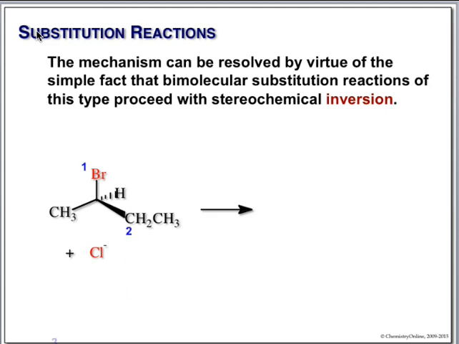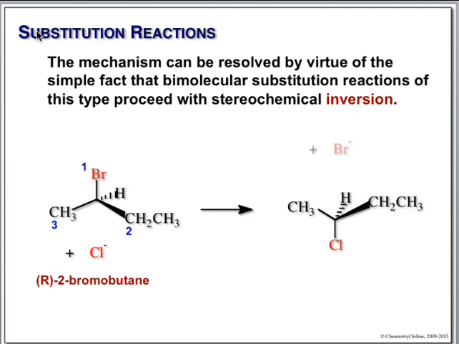If we do our priorities, bromine is going to be highest priority, then the ethyl group, then the methyl, and I have conveniently put the hydrogen to the back. This is a 2-bromobutane, so this would be 1, 2, 3, clockwise, this is R-2-bromobutane. Now, if we allow this to attack, that is our halogen attacks from the bottom, bromine leaves from the top, we would wind up with this chiral center.